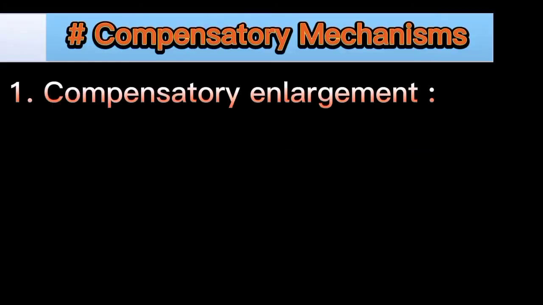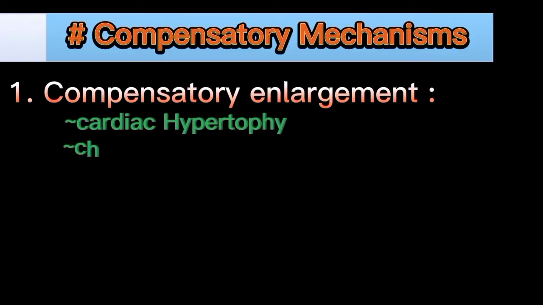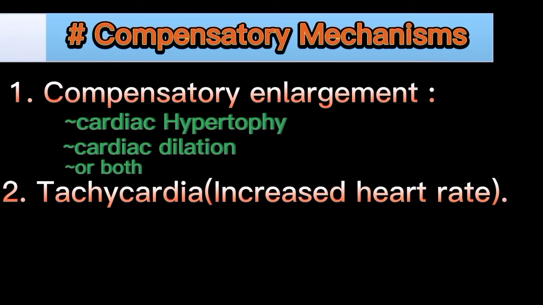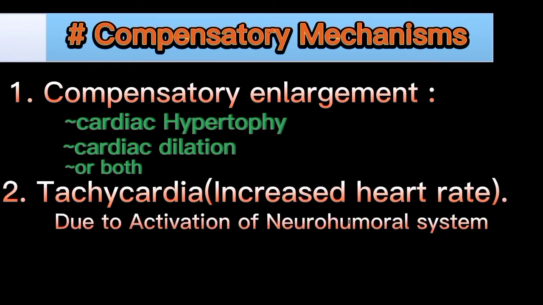So next is the compensatory mechanisms. These include compensatory enlargements, which can be cardiac hypertrophy, cardiac dilation, or both. Tachycardia, also known as increased heart rate, may set in due to activation of neurohumoral system.